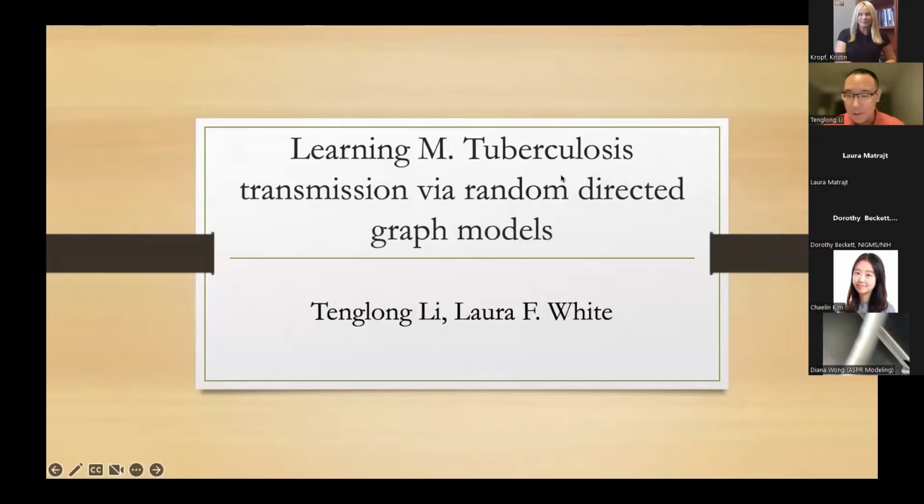So this is work I have done with my collaborator, Professor Laura Wright at Boston University. So we talked a little bit about how to build TB models for TB household contact study.